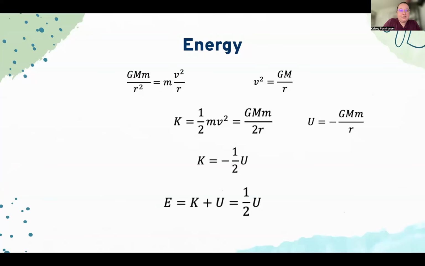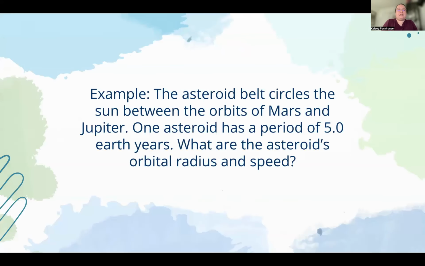But yeah, let's move on to the example problem now. I'll read it to you real quick. The asteroid belt circles the sun between the orbits of Mars and Jupiter. One asteroid has a period of 5 Earth years. What are the asteroid's orbital radius and speed? So we will find that.